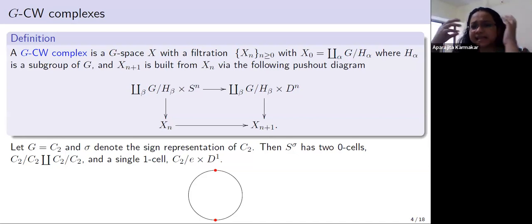So it's the same thing. D^n is attached to X_{n+1} via the attaching map, but we also have the G/H times D^n for H varying over subgroups. So the cells of this G-CW complex do not look like D^n, but copies of D^n attached together. And all those D^n have a permutation action that swaps them amongst themselves.